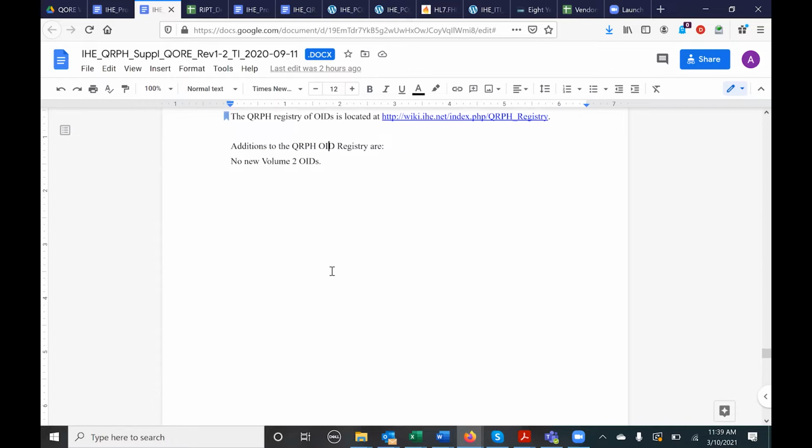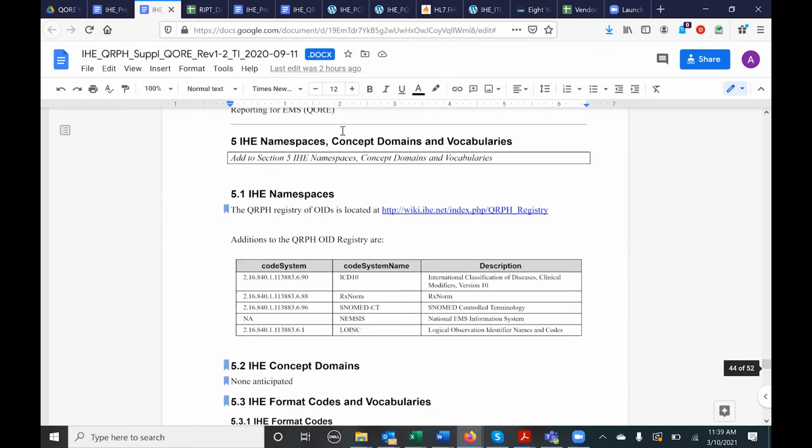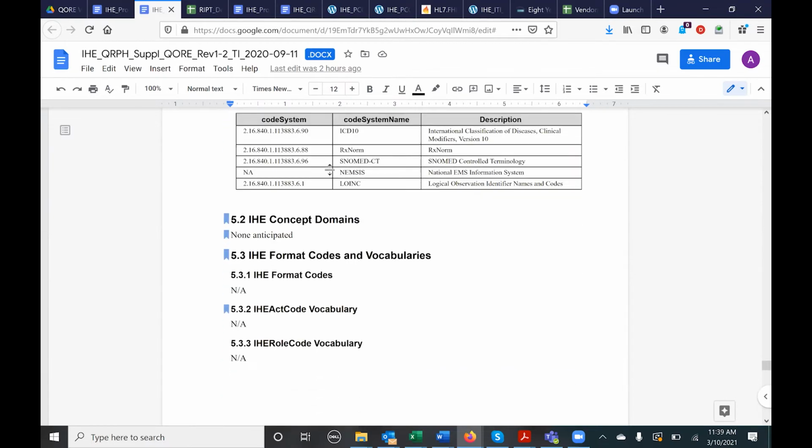And going into the volume 3, this is where the majority of the other content comes from. We're using code systems like ArcStorm, SNOMED, LOINC, NEMSIS, etc. I don't think we have a code system OID for NEMSIS at this point, but if anyone knows of it, please let me know and we'll add it here.